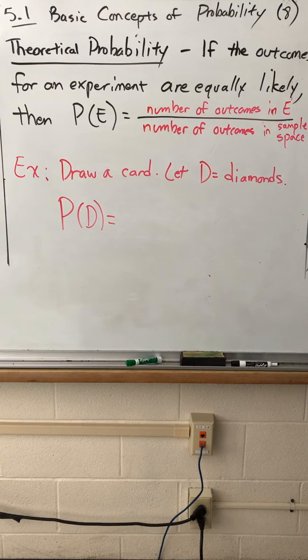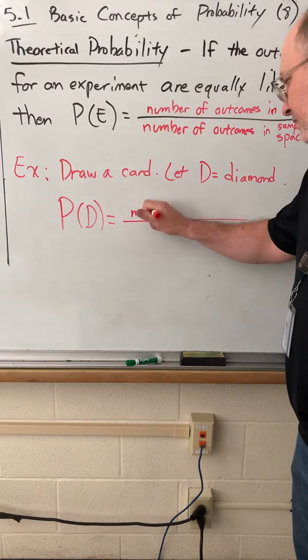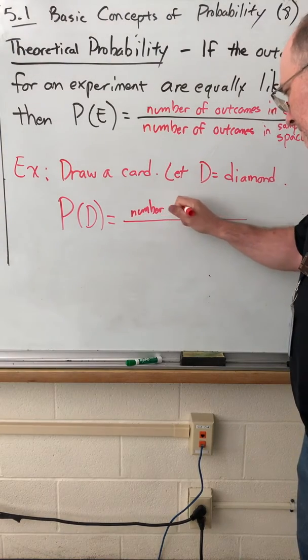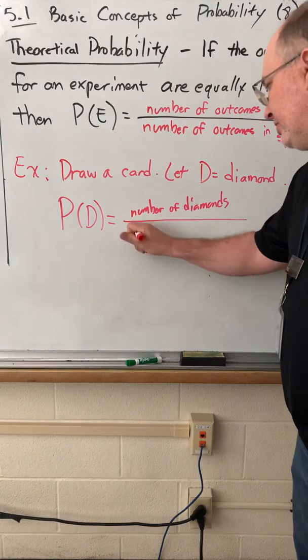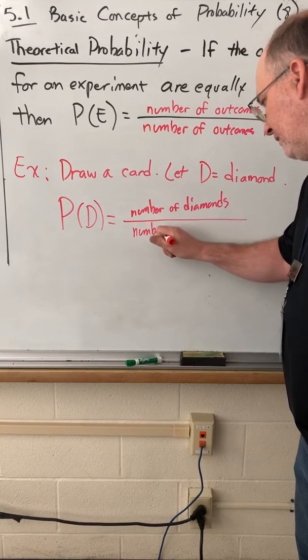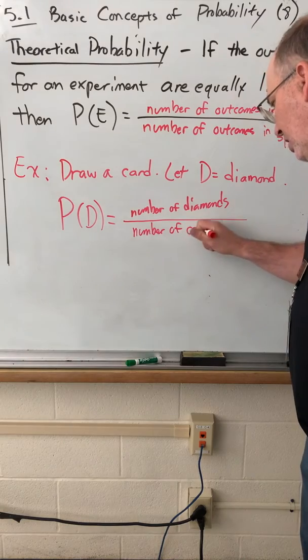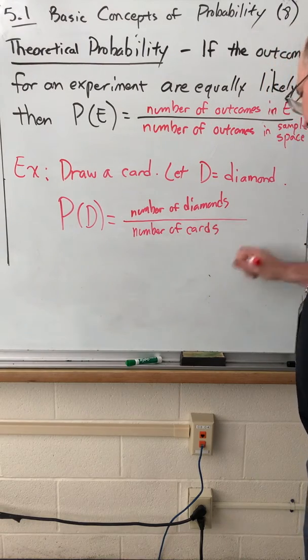So for example, let's say you draw a card from a standard deck of 52 cards. And let's let D be the event that you draw a diamond. What's the probability of drawing a diamond? Well, all we have to do is count the number of diamonds and compare it to the number of cards, because the deck of cards represents the entire sample space.